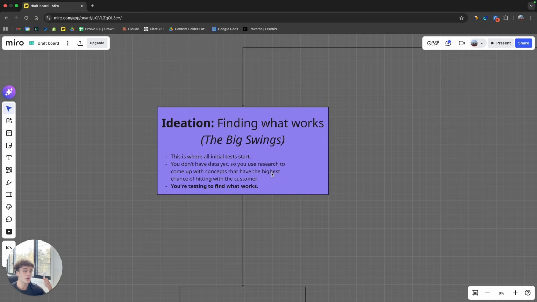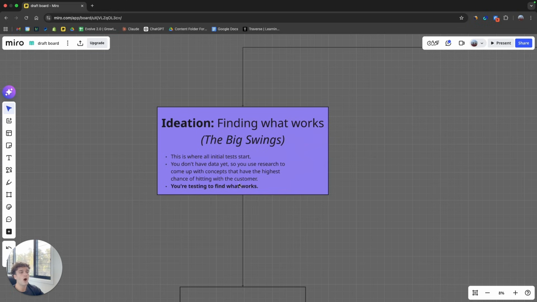So ideations, it's exactly as it sounds. It's just an idea that you're testing on. When you initially launch, that is all ideations, because you're coming up with hypotheses and then you are testing them. You don't have any previous data to work on. So this is where we really want to take our big swings to get as much information as we possibly can.